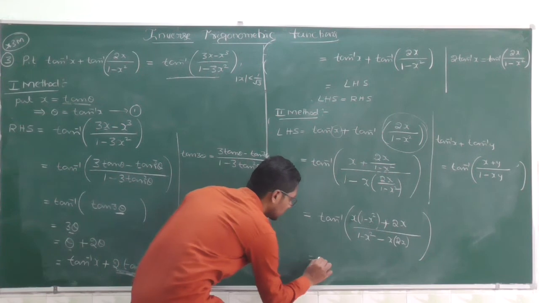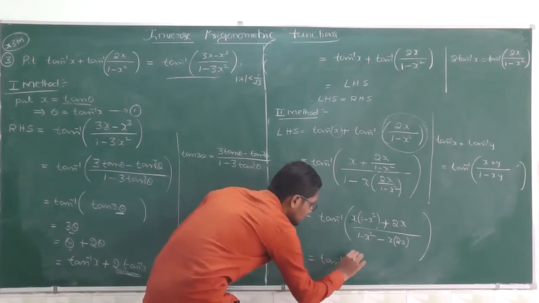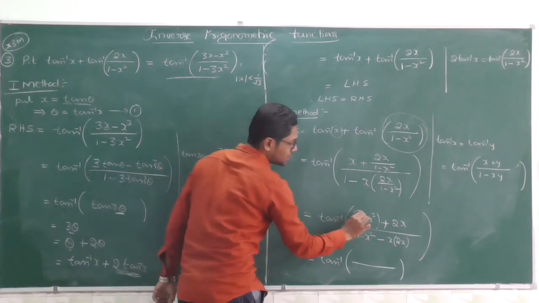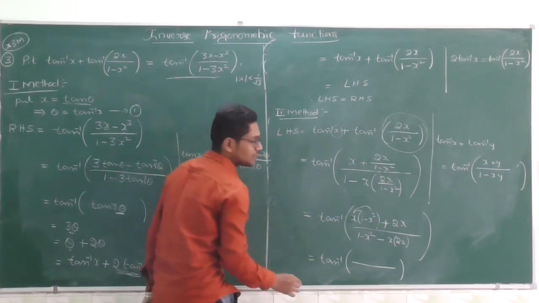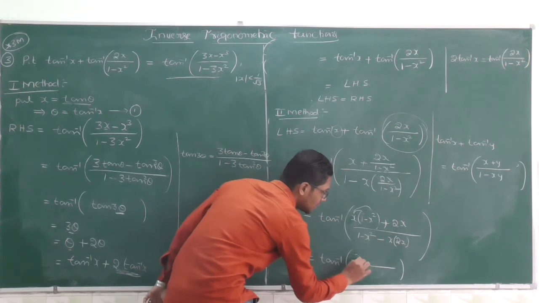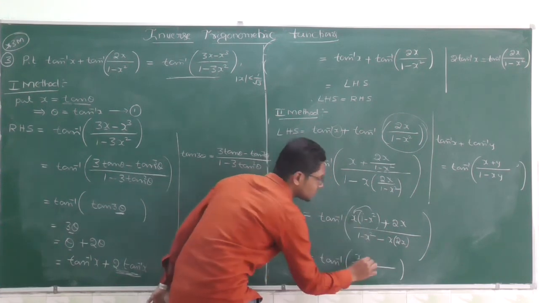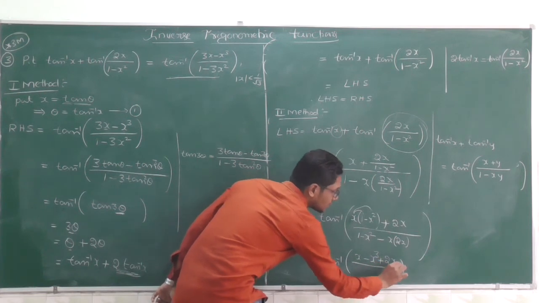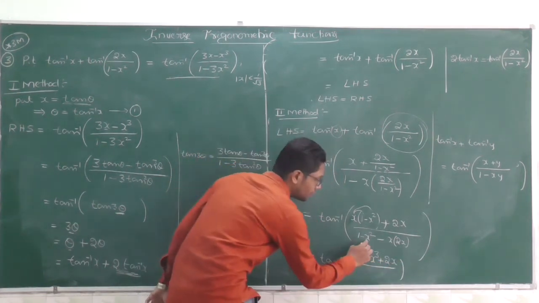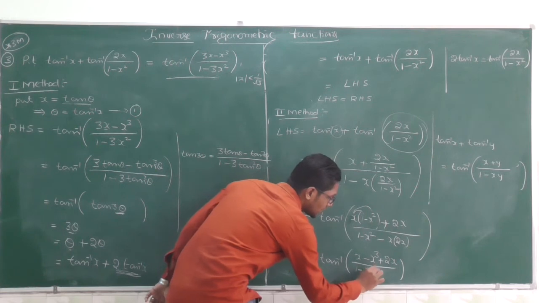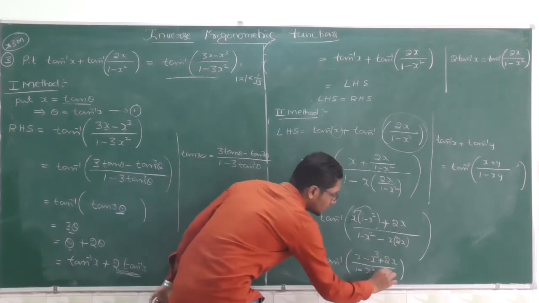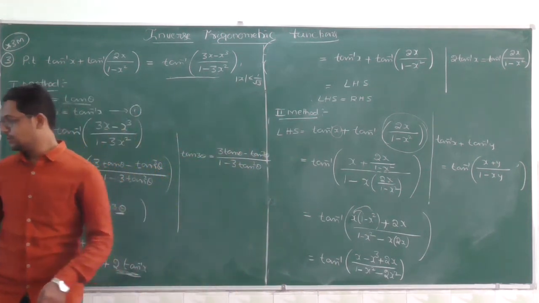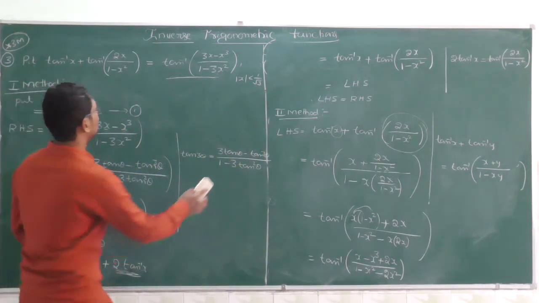Now simplify it. That is equal to tan inverse of, multiplying out, x into 1 is x, minus x into x square is x cube, plus 2x. In the denominator, 1 minus x square minus x into 2x, which is 2x square. Now, next step.